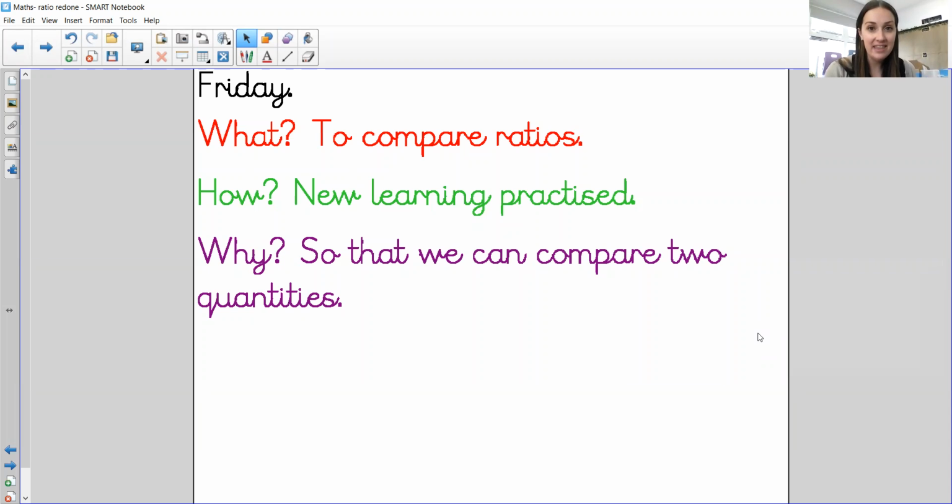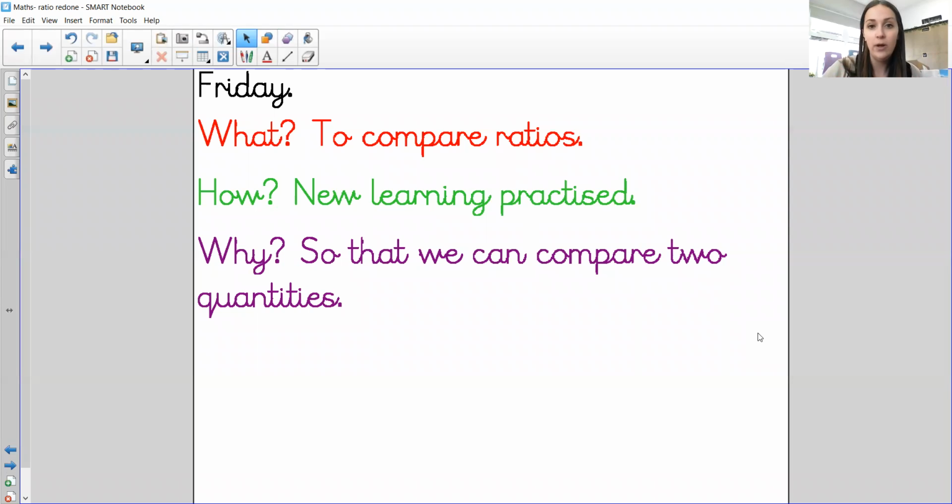So today then, we are just going to do a big rewind of the whole of our ratio topic so far, so that when we come back into school, we are all confident with what we are doing, and we can take it another step further. So we're going to rewind all the things we've been doing so far, and then I'm going to set you an LBQ for you to have a go at.